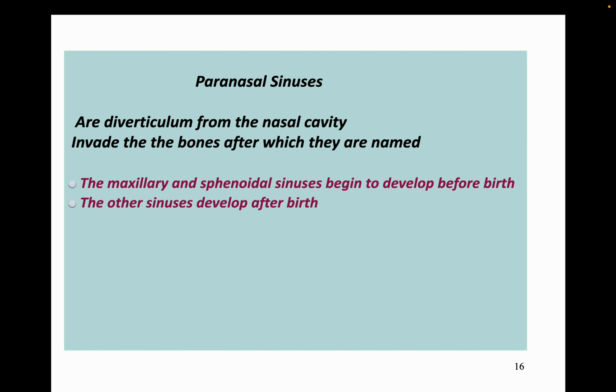Now if we see the paranasal sinuses, these are basically diverticula arising in relation to the different bones. These are the diverticula which arise from the nasal cavity. They invade the bone, after which they are given the name. The maxillary and the sphenoidal sinuses begin to develop before birth. The other sinuses develop after birth.